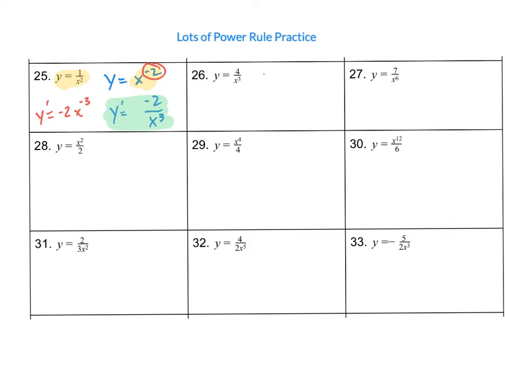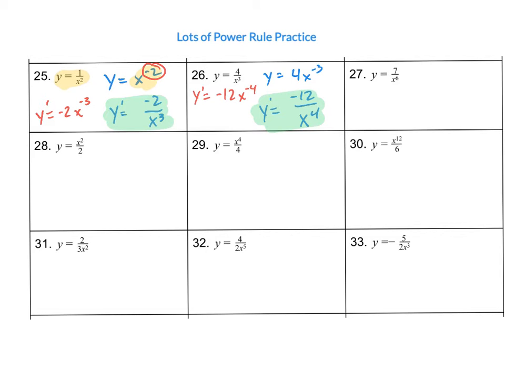I rewrite y equals 4 over x cubed as 4x to the negative 3. And then as I do the power rule here in red, I get y prime equals negative 12x to the negative 4. And then finally write that answer as y prime equals negative 12 over x to the 4th. And I'll highlight that in green again. That's our derivative function.